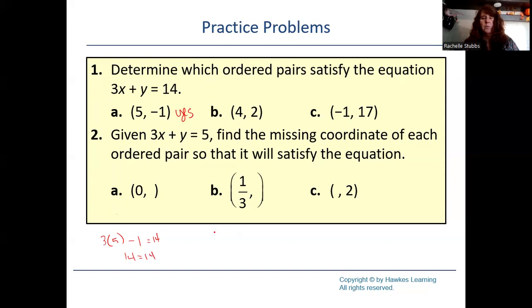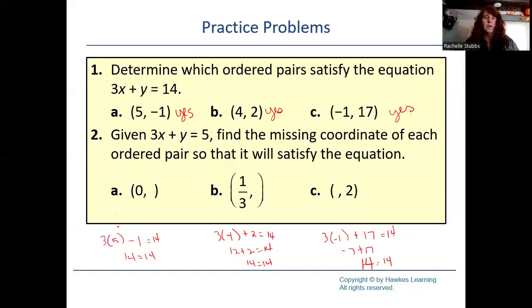Here's another one. 3 times 4 plus 2, does that equal 14? Well, 3 times 4 is 12. 12 plus 2 is 14. 14 does equal 14. So this one's a yes. And on this one, 3 times a negative 1 plus 17. Does that equal 14? Well, a negative 3 plus 17 equals 14. And 14 equals 14. So it's yes on all three of these.